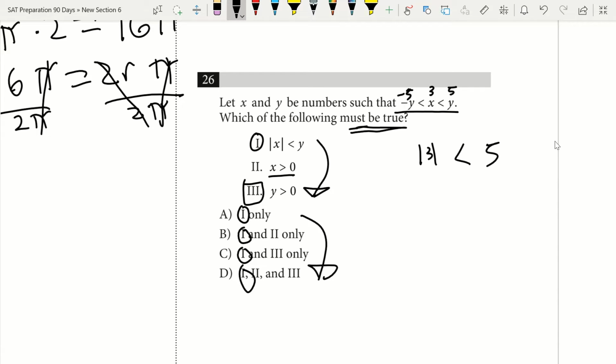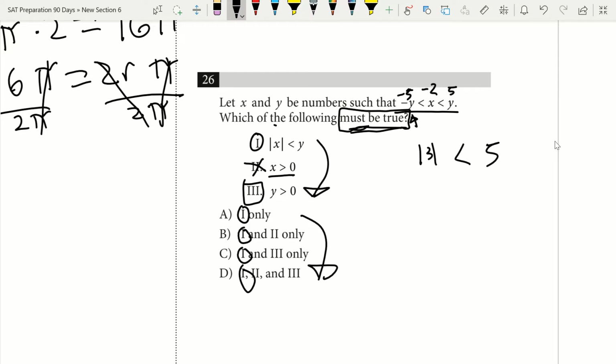As far as whether or not x has to be greater than 0, it can be greater than 0, but it doesn't have to be, and here's why. If we were to take this out and plug in negative 2, does this still work? It does, right? 5 is still greater than negative 2, and negative 2 is still greater than negative 5. So we see x doesn't have to be positive there. So 2 does not have to be true. Keep in mind it says must be true. What has to be true?